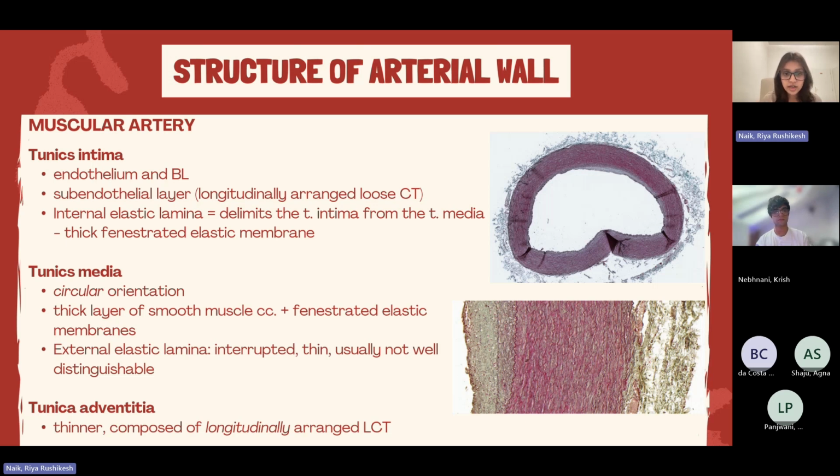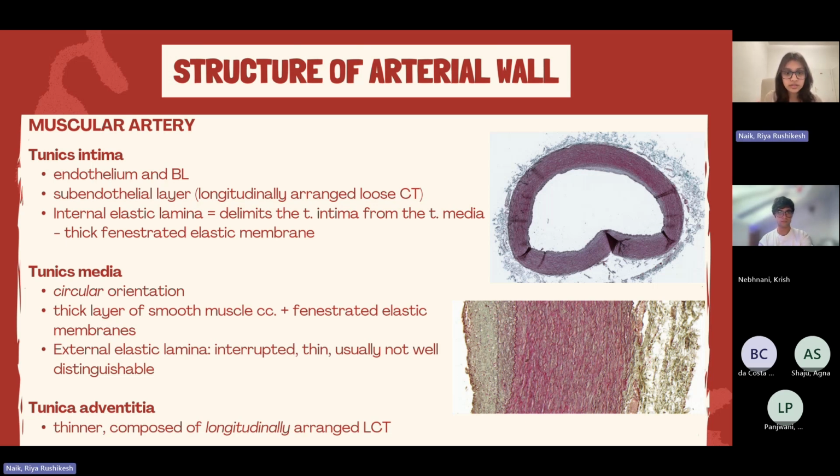This part, you can't really see it clearly, but it is called the external elastic lamina, and it is not really an important thing you need to know because most of the time it's not even present on the slides. You can't even distinguish it. But again, its main function is just to separate the tunica media from the tunica adventitia. When we talk about the tunica adventitia, it's pretty basic. It's a pretty thin layer, and it consists of loose connective tissue, which is longitudinally arranged.